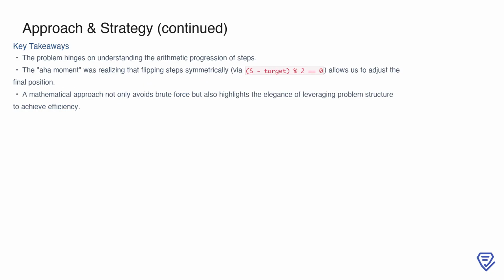To summarize, this problem highlights the power of mathematical reasoning over brute force simulation. The key realization was understanding the arithmetic progression of steps and leveraging symmetry, which allowed us to adjust the final position by ensuring the difference between the sum and the target is even. This mathematical approach not only eliminates the inefficiencies of brute force but also demonstrates the elegance of solving problems by analyzing their structure. By reducing the complexity to O(sqrt(target)), with minimal space requirements, we see how leveraging insights can lead to both efficient and clean solutions.